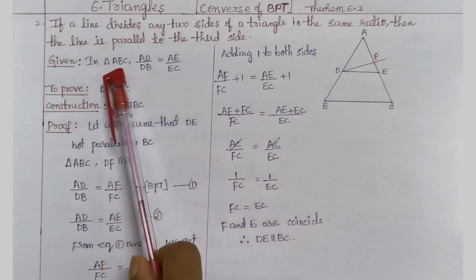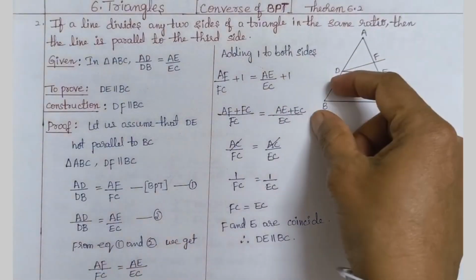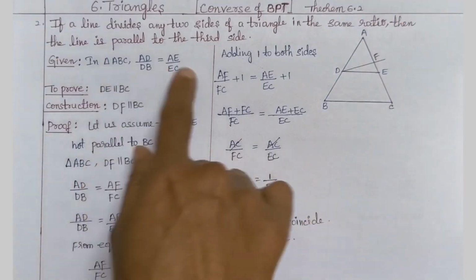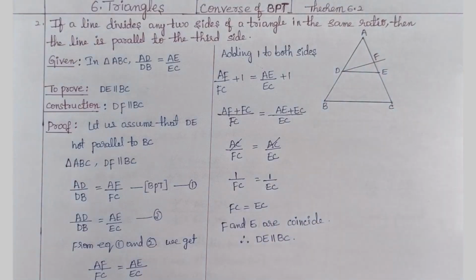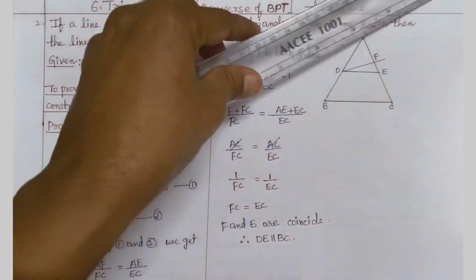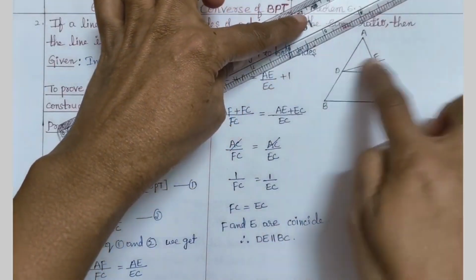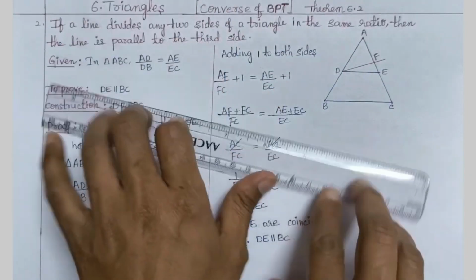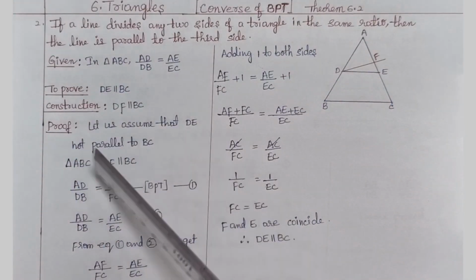What is given in the question? In triangle ABC, these two are proportional, so we can write AD by DB is equal to AE by EC. This is the given. To prove: DE is parallel to BC. Next, what is the construction? We construct DF parallel to BC. This red line is the construction, drawn with the red pen. So DF is parallel to BC. This is the construction.